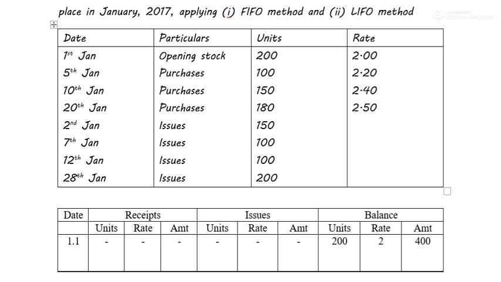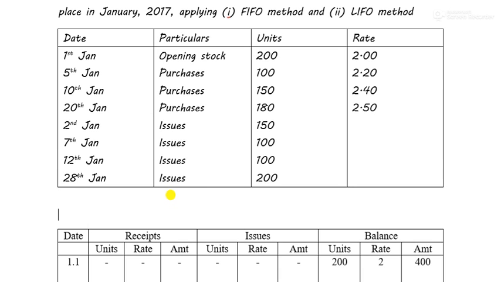So first of all, we have to prepare a table like this, and before that, you need to give a heading: Stores Ledger under the FIFO method. Okay. So let's start the sum.